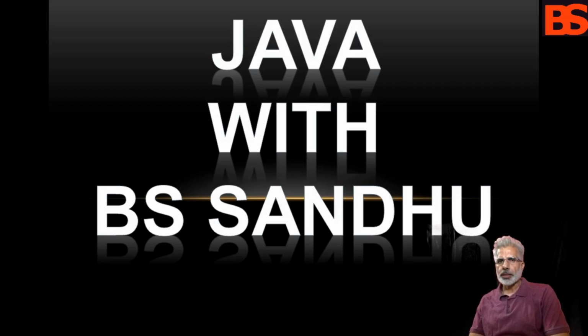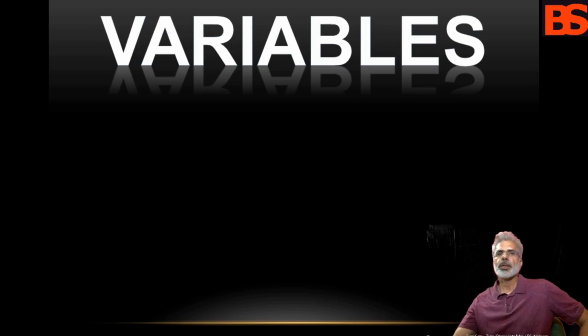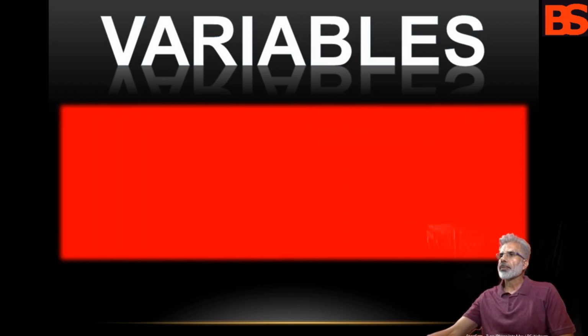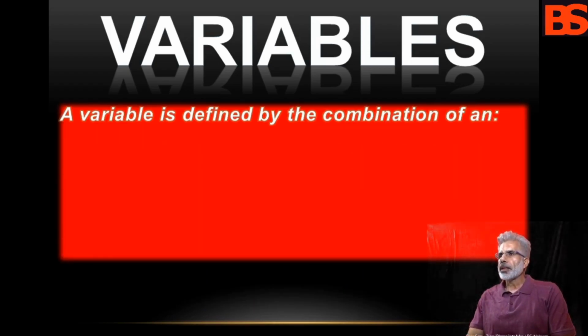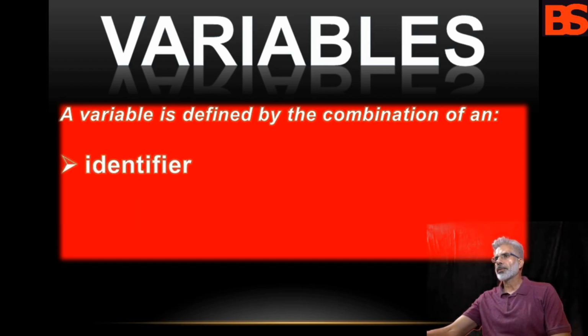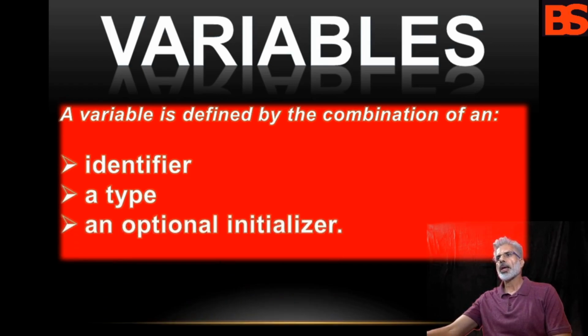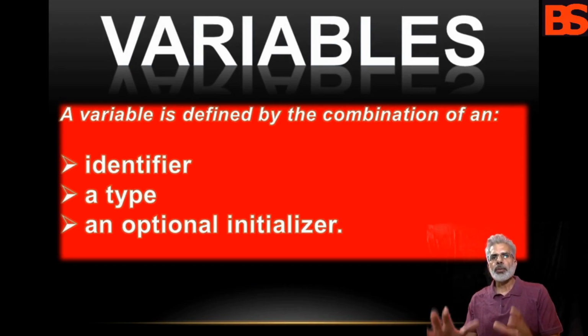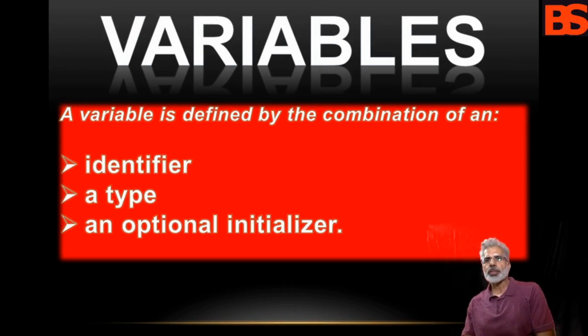Hello guys, in this lecture we will discuss variables. The variable is the basic unit of storage in a Java program. A variable is defined by the combination of an identifier, a type, and an optional initializer. All variables have a scope, which defines their visibility, and a lifetime.